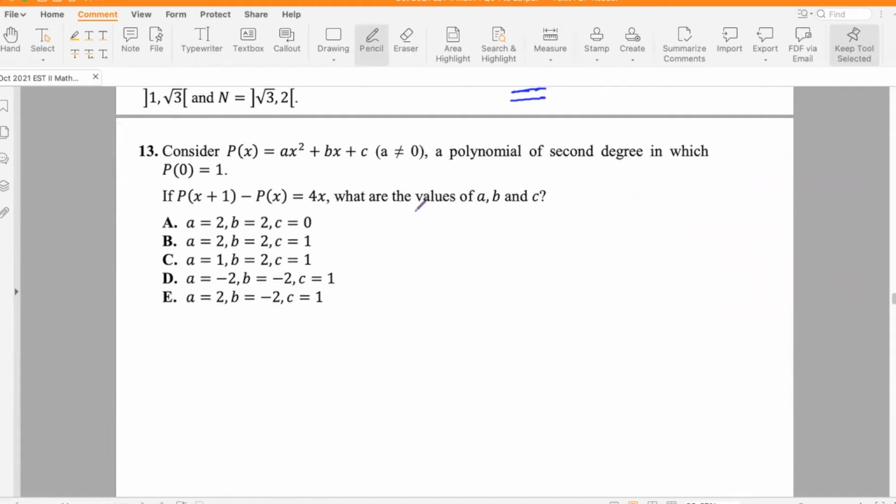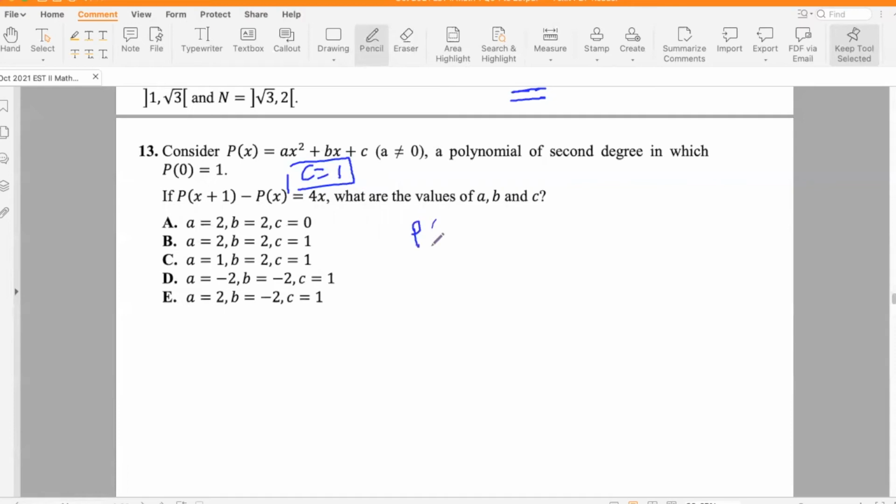Question 13. Consider p(x) = ax squared + bx + c, where a is not 0, a polynomial of second degree in which p(0) is 1. p(0) is 1 would mean that c is 1. If p(x+1) minus p(x) is 4x, what are the values of a, b, and c?